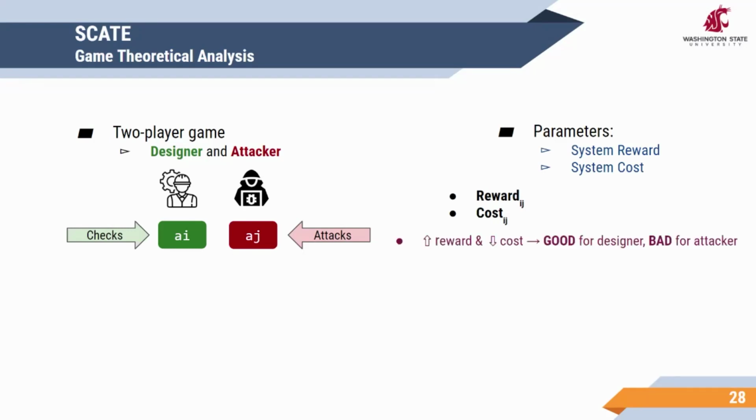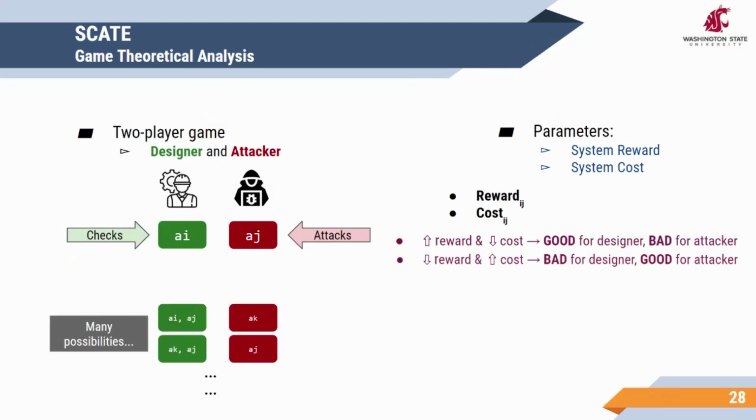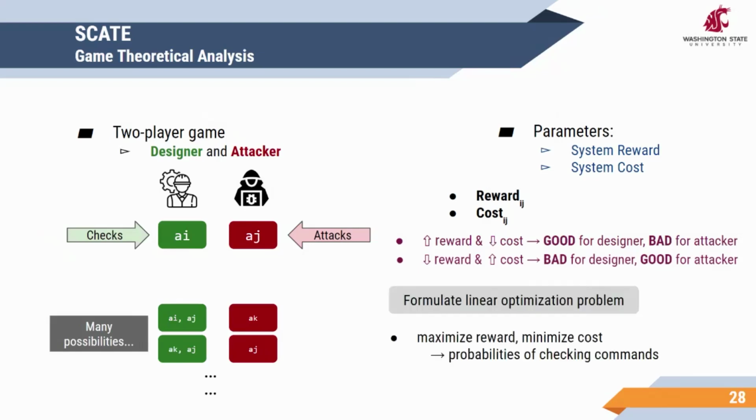Now we define two functions: system reward and system cost. High reward and low cost means good for the designer. So we check some command which is not compromised by the attacker, which means it's good for the designer, and the other way around is good for the attacker. And now, because we only check a subset, there are many possibilities of those combinations that we can check and the attacker could compromise.